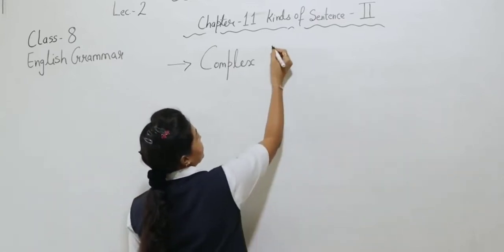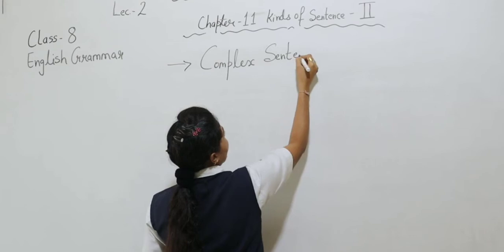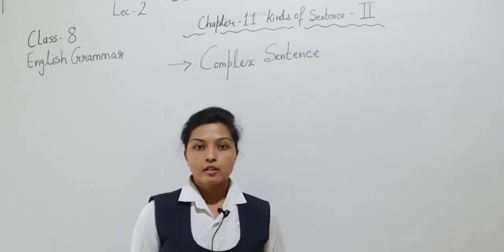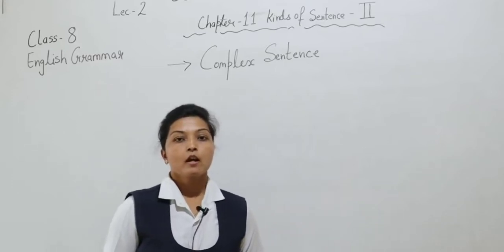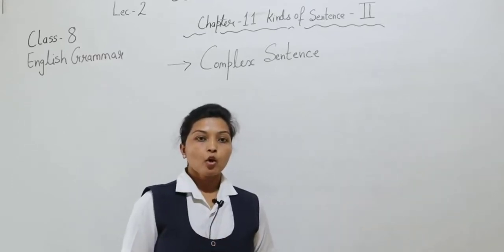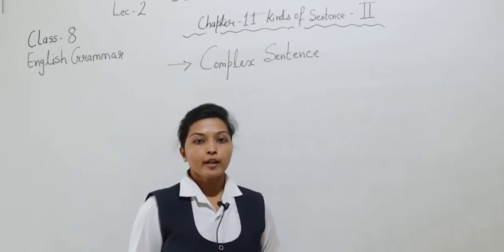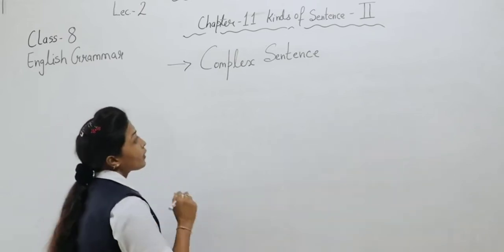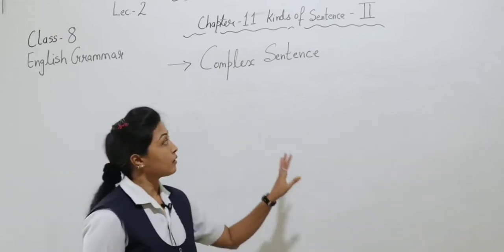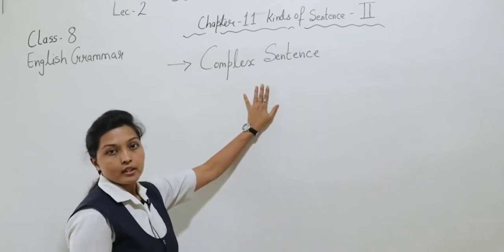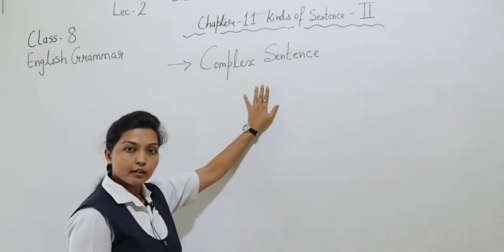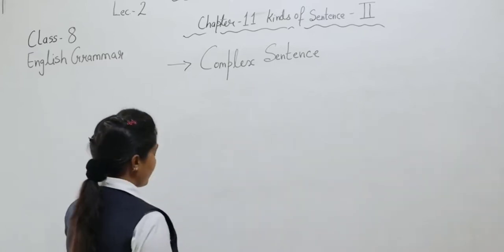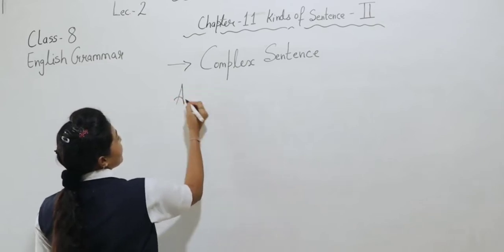Now complex sentence. So a complex sentence has 1 principal clause and 1 or more subordinate clauses, and every part in a complex sentence must have a subject and a finite verb. Now write down the definition with me.